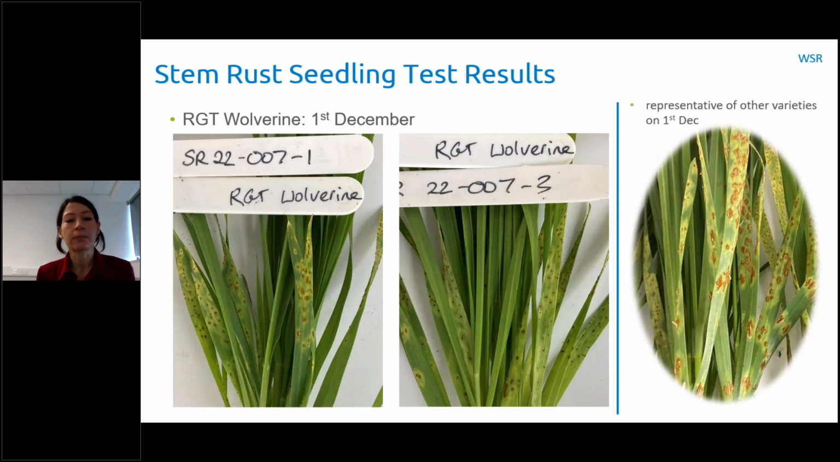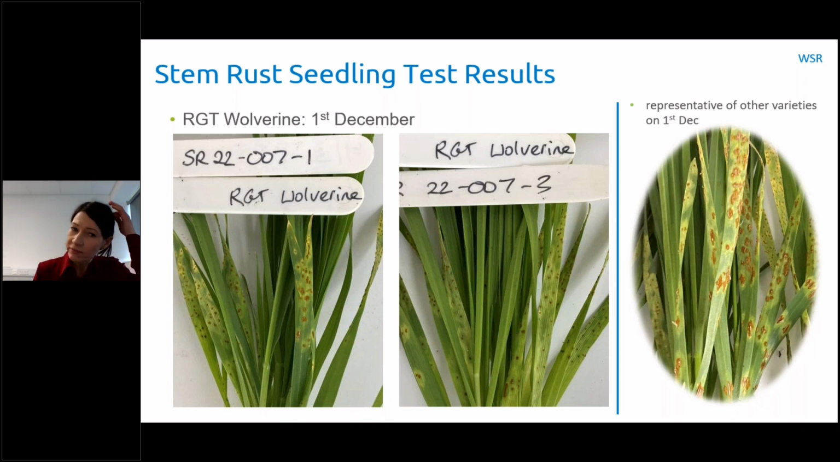RGT Wolverine, so slightly more stem rust was actually seen on Wolverine, and I've got the 2 pictures there of the size of the pustules I was seeing, and to be fair, these pustules did develop further as the testing time period went on. We have a set testing time period, but because it was stem rust and I was more interested in these, I did leave these in the growth rooms for quite a long period of time after I'd officially finished scoring them.